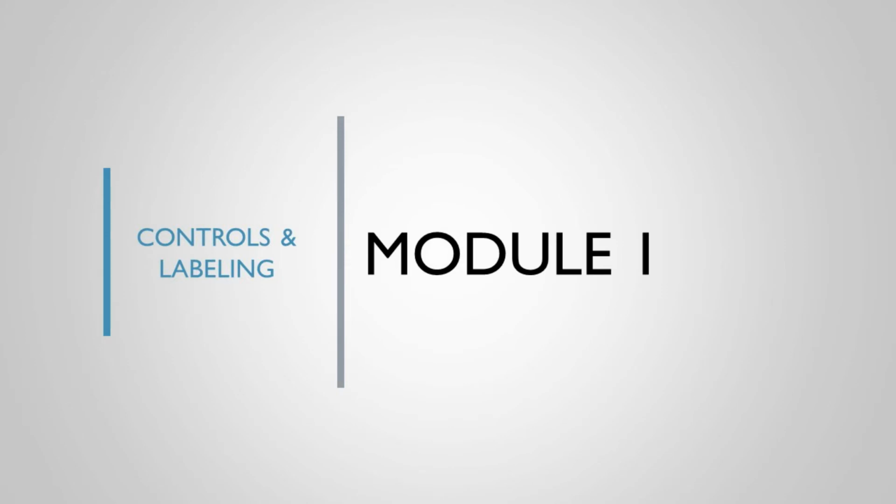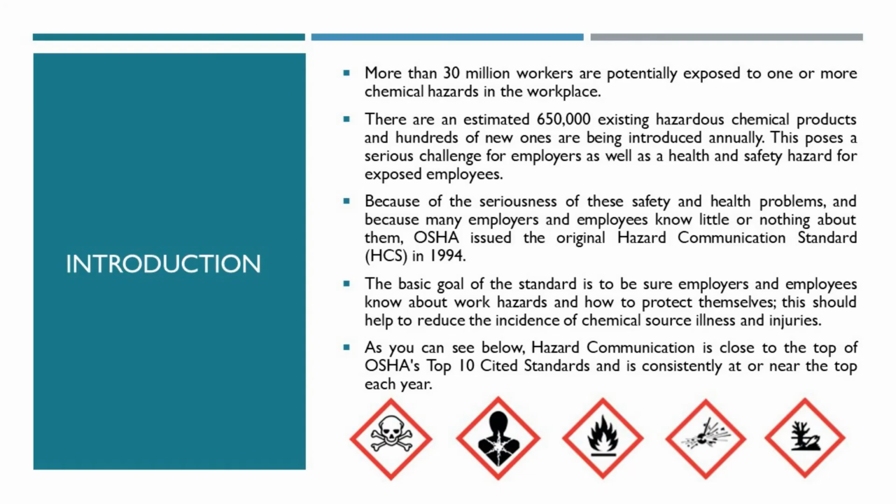Let's begin the course with Module 1, Controls and Labeling. More than 30 million workers are potentially exposed to one or more chemical hazards in the workplace. There are an estimated 650,000 existing hazardous chemical products and hundreds of new ones are being introduced annually. This poses a serious challenge for employers as well as a health and safety hazard for exposed employees.